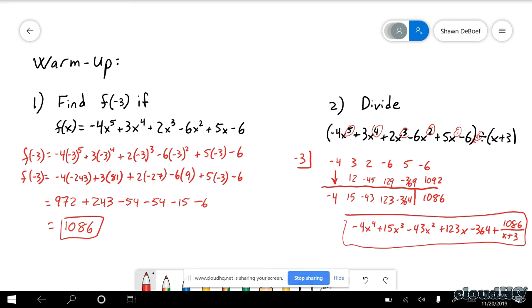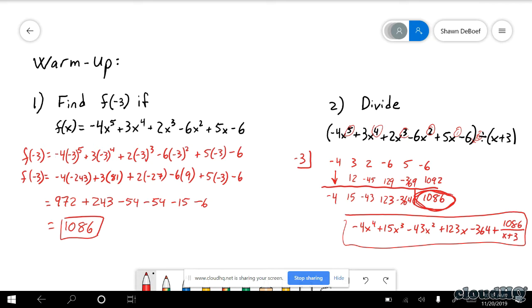What do we notice that could help us with number 1? Look at the remainder. What was the remainder? The remainder was the same as the answer to number 1.